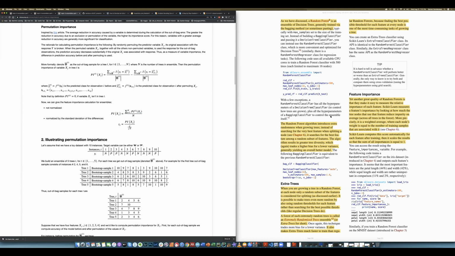Just to note that this all gives you only relative importance. It's not like a linear regression model where it will tell you exactly the contributing factor.